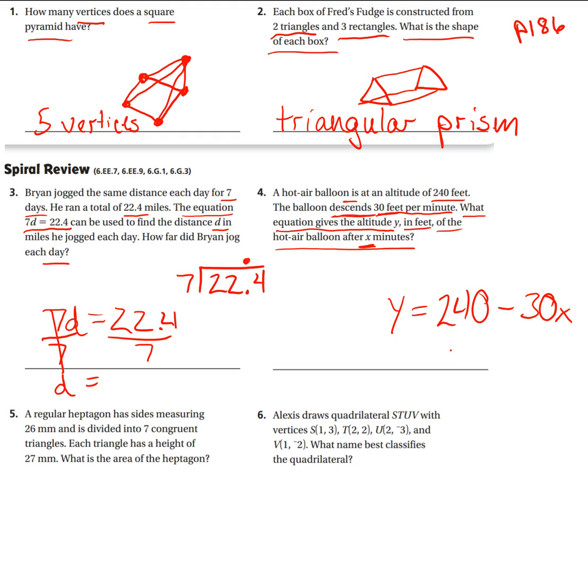Let's see. And that's going to give us our final answer. That is our answer, because they didn't tell us to find out what the height would be after 5 minutes, but we could find that out. We just plug in 5 for the x, and then 5 times 30 is 150, and then we subtract that from 240. We take 240 minus that 150, and that would be the height of the balloon after 5 minutes. But they didn't ask us to do that. They just wanted the equation, and there it is.